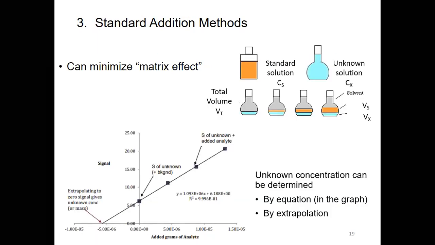So when we do the standard addition, we can minimize the matrix effect. If there is any matrix effect, we can eliminate it, because we are adding these standards to the sample itself. So whatever happens to the analyte, the same thing happens to the standard solution. Therefore, there is no deviation of the signal. So we can minimize the matrix effect when we use the standard addition.